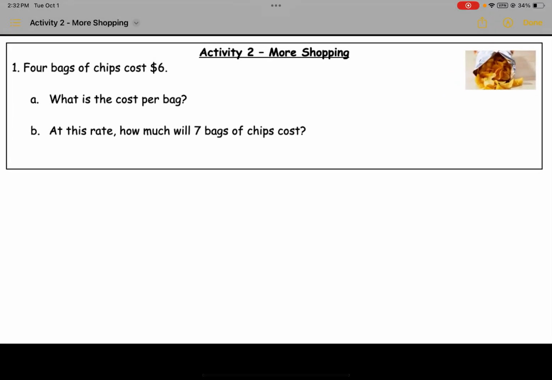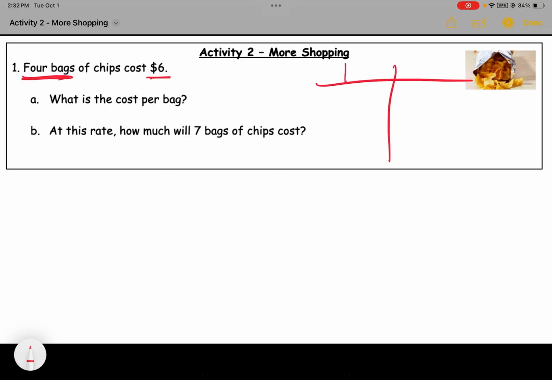So we're going to start with the first activity. It says 4 bags cost $6. So we're going to say bags, and it looks like it's bags of chips, cost $6. So 4 bags of chips cost $6. We're trying to find the cost per bag, which is the unit rate. Per bag means 1 bag, so I put 1 under the bags. So I think 4 divided by what gives me 1? And I know 4 divided by 4 gives me 1, so I'm going to divide 6 by 4.